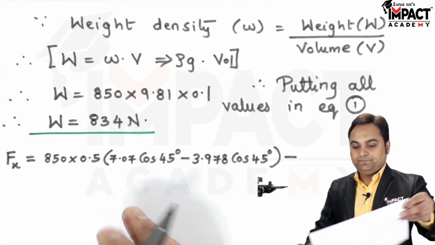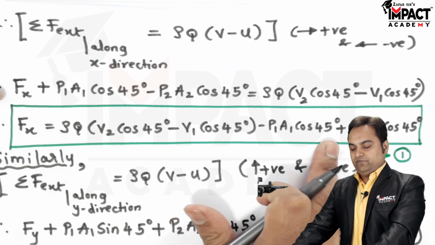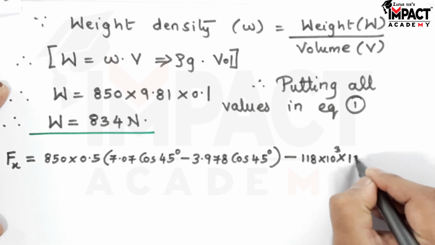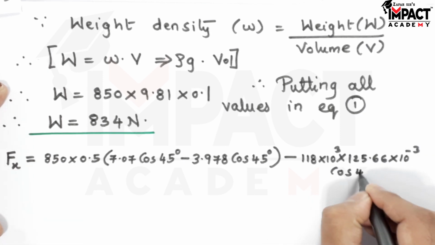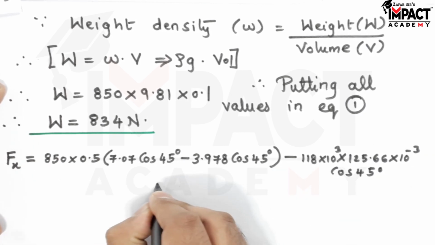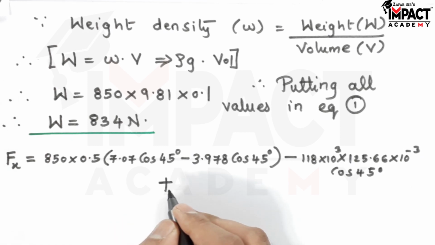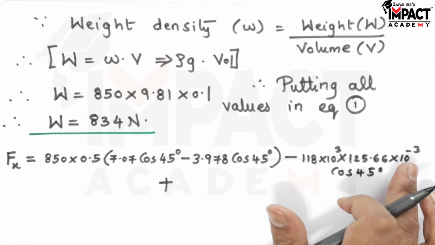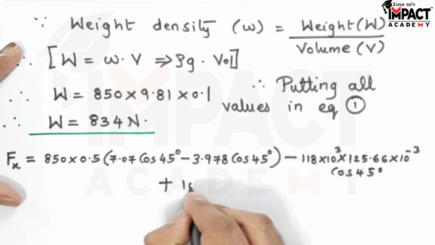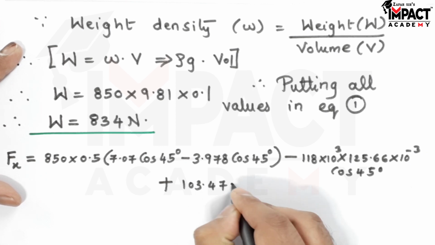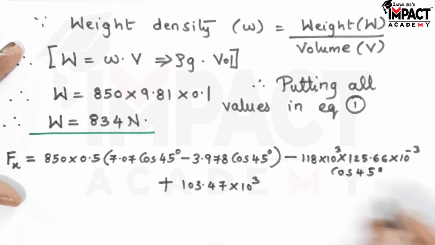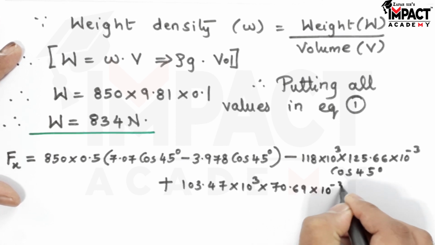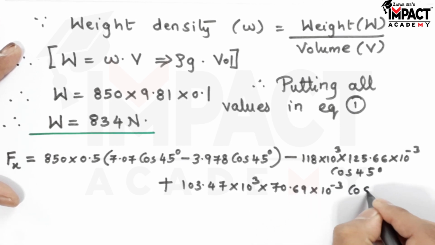Next minus, it is P1 A1 cos 45, so putting the value of P1 and A1. At last we have plus P2 A2 cos 45, so putting the value of P2 and A2. P2 we have just now calculated, so it is 103.47 into 10 raised to 3 Newton per meter square, area 70.69 into 10 raised to minus 3, cos 45.